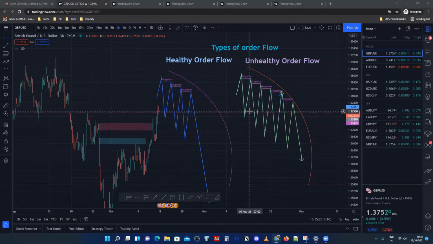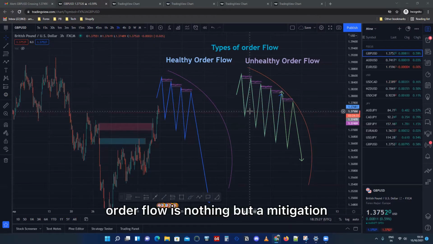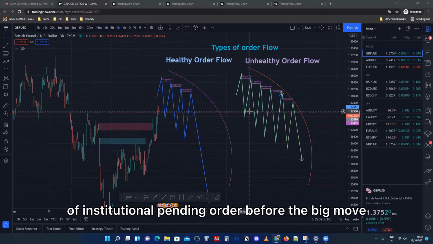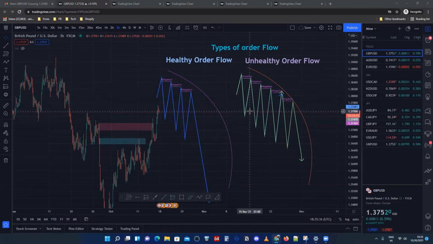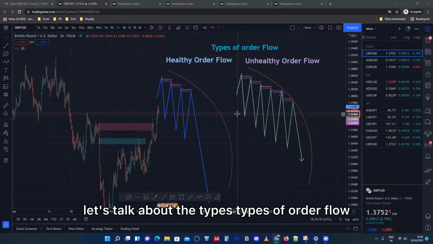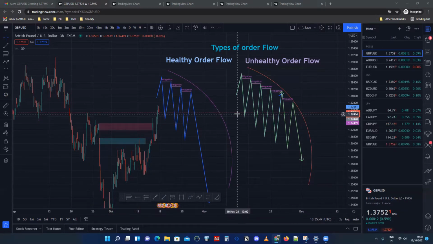And then, so what is an order flow? In a nutshell, order flow is nothing but the mitigation of institutional pending orders before the big move. So that's in a nutshell. Okay, let's talk about the types of order flow: healthy order flow and unhealthy order flow.